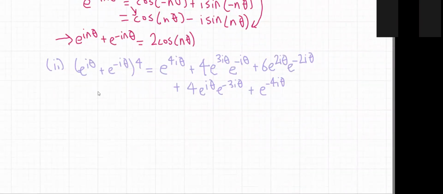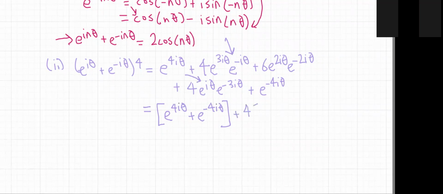Now we can group some of these terms. I'll group the e to the 4i theta with the e to the negative 4i theta. And this is the same as e to the 2i theta, and this is the same as e to the negative 2i theta. So we have plus 4 times e to the 2i theta plus e to the negative 2i theta. And now over here, e to the 2i theta times e to the negative 2i theta is equal to 1. So we just have plus 6.